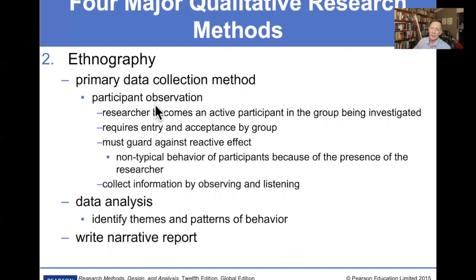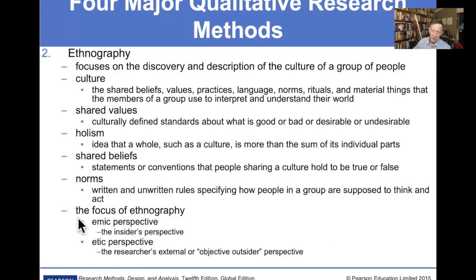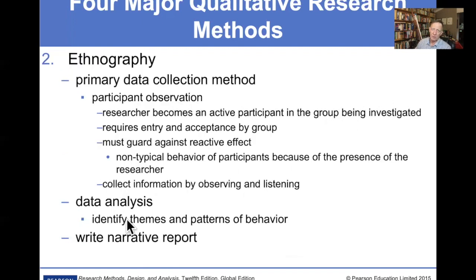The primary data collection is participant observation. A researcher can become an active participant. It requires entering and acceptance. This is the usual way to do this so that you actually provide an emic perspective of the group. You must guard against the reactive effect, the non-typical behavior of participants because of the presence of a researcher.